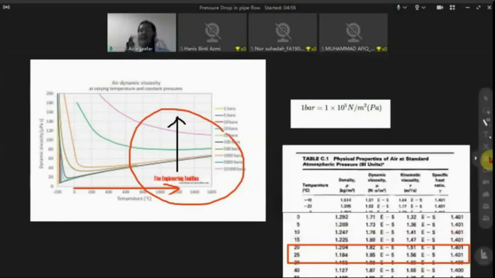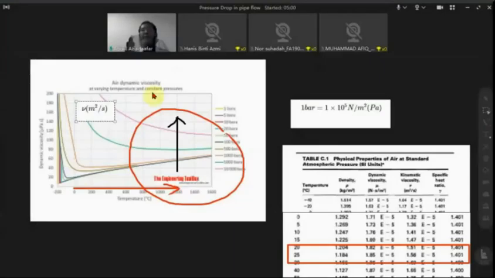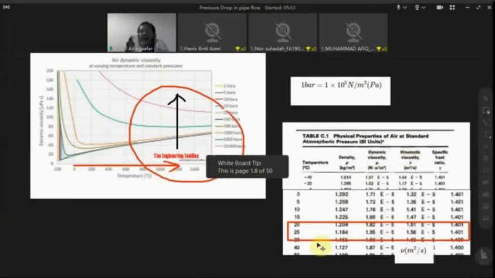From this table, you can see that at room temperature, between 20 to 30 degrees, the kinematic viscosity is about 1.56 times 10 to the power minus 5 meters square per second. Meters square per second is the unit of kinematic viscosity, and dynamic viscosity for air is about 1.8 times 10 to the minus 5. And you can also see that the density of air at 25 degrees is about 1.18 kilogram per meter cube.